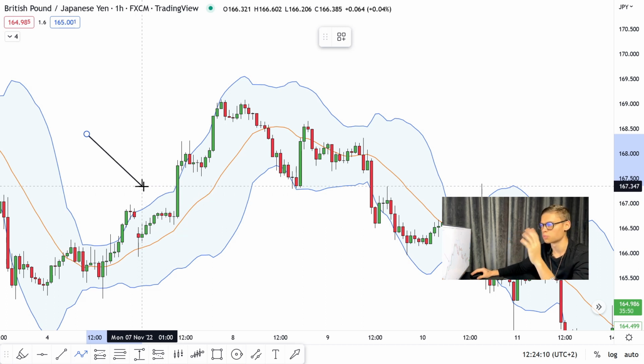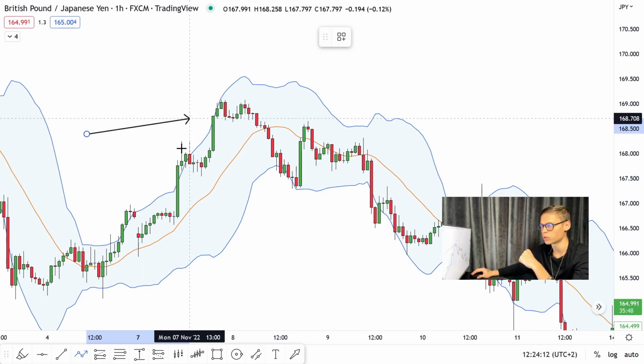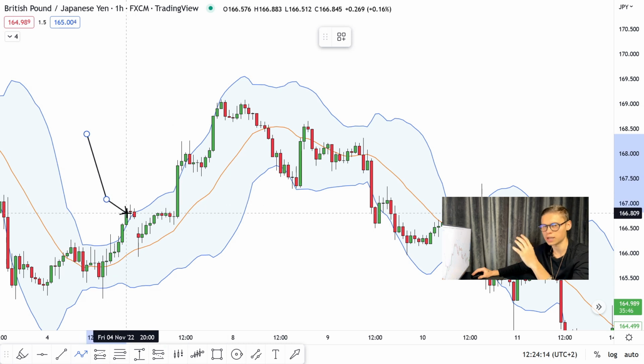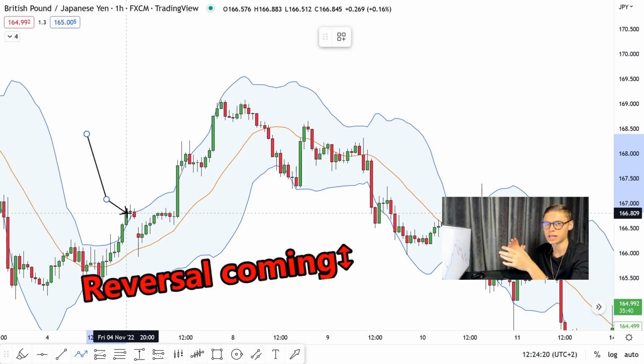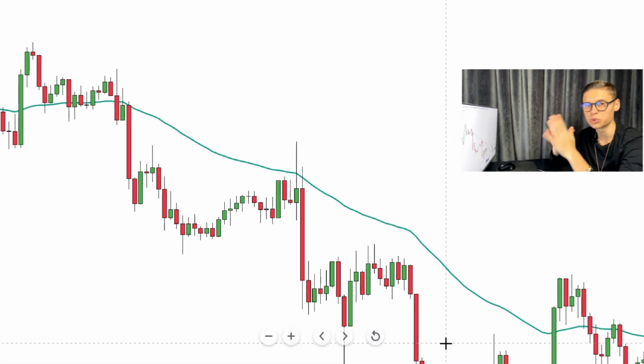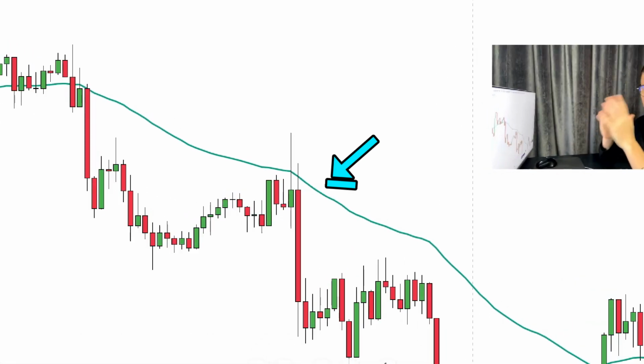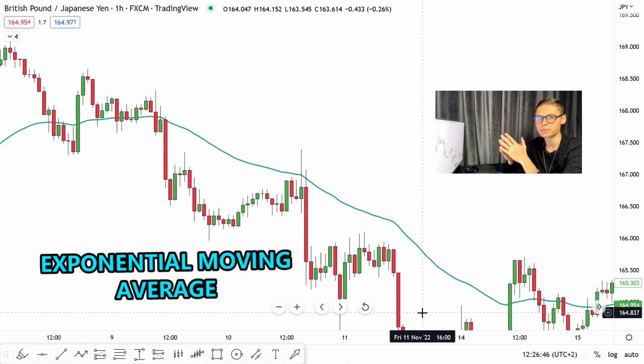In order to use Bollinger Bands, you need to understand that when the price is at the top line, it means that it reached the top range of the price, and it is an indication that now the price will soon reverse.